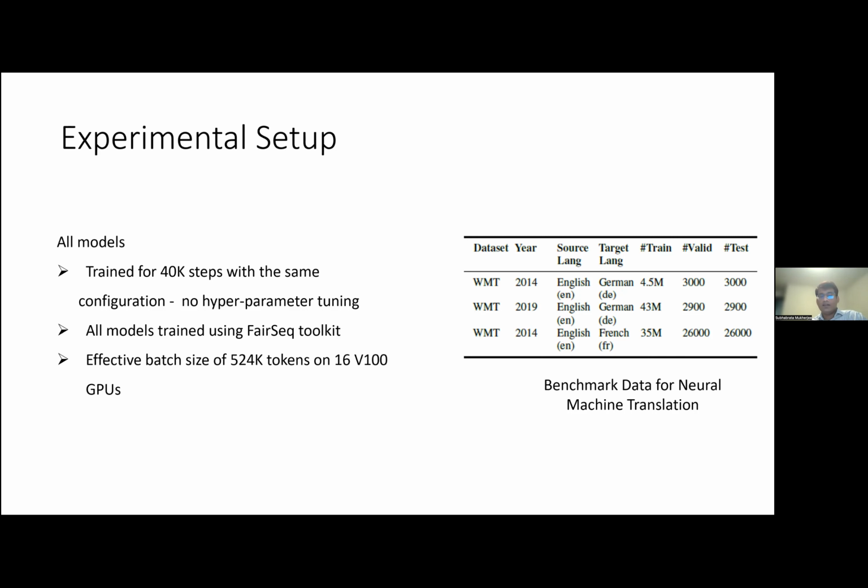We typically inherit most of the hyperparameter configurations from the HAT paper, which is built on top of the Fairseq toolkit, and we use both of them, and we incorporate all the things that I have said so far on top of that.